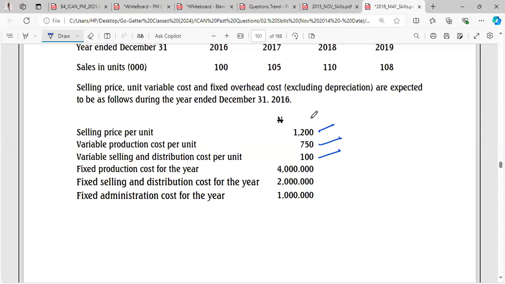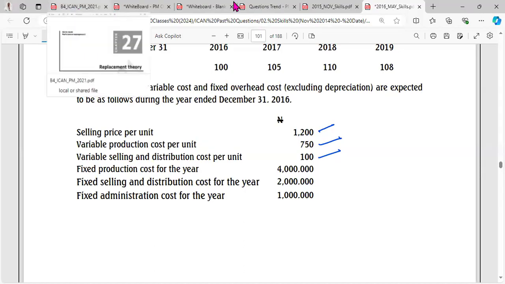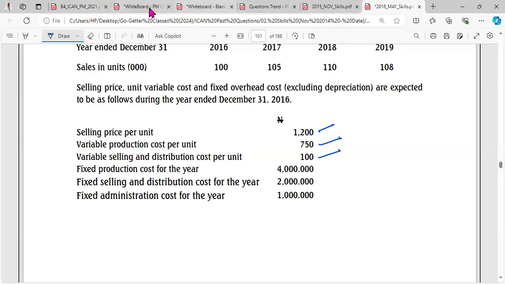So it means that depreciation has been removed. Assuming that there was depreciation inclusive here, we would have removed depreciation because depreciation is not a cash flow. So all of these things here are cash flow. So fixed production cost for the year is 4 million. So let's go and work it out.